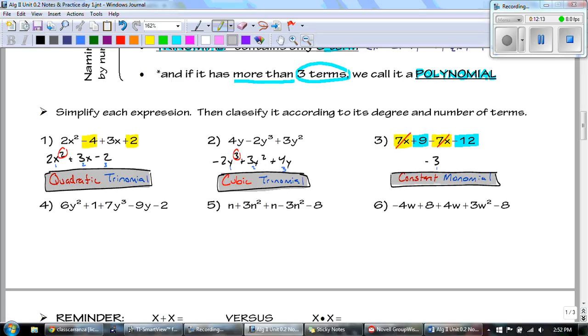Okay, for 4, 5, and 6, I'm going to let you guys try those on your own. Remember, combine like terms first and then name it. Good luck. Make sure to pause the video.